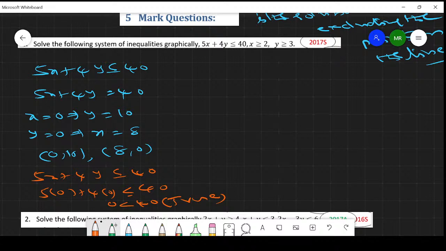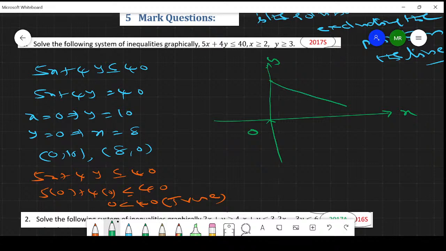Now I will draw the graph here. I have taken the x-axis and y-axis, with the origin side marked. The points given are 0, 10 and 8, 0. I am drawing only a rough diagram here, but you should do it perfectly on graph sheet. There you should also write the scale. Here I am marking 8, 0 and 0, 10.